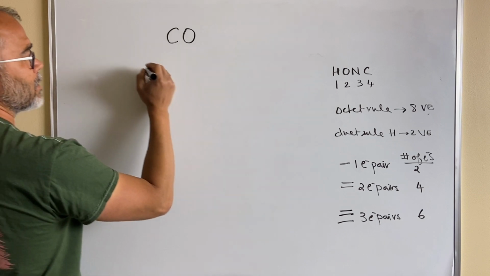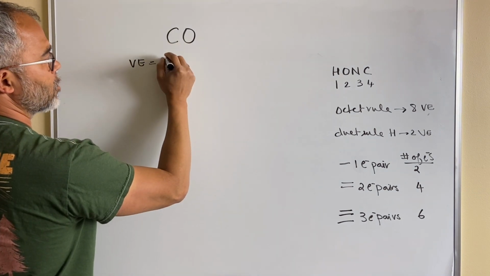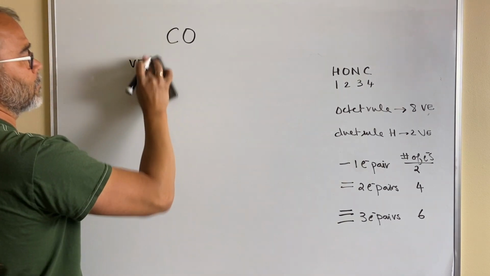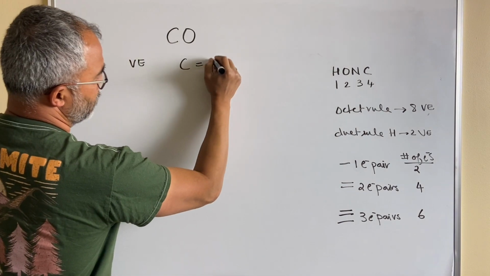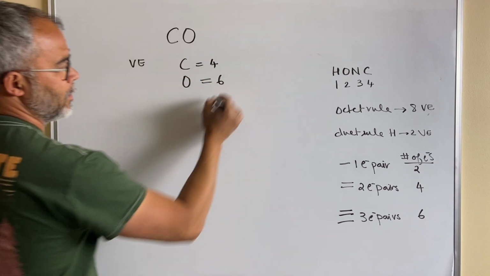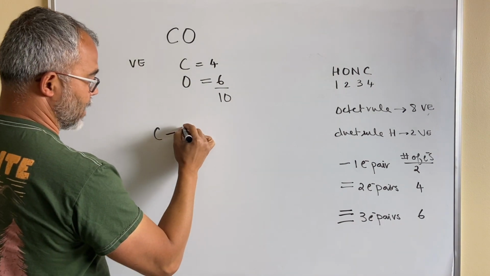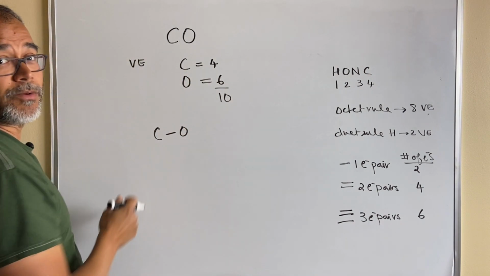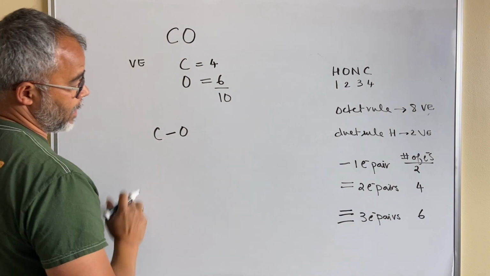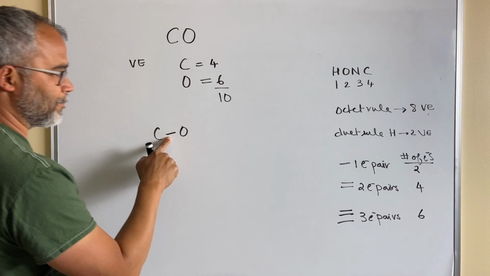Let's go ahead and count the valence electrons. For carbon, it's going to be 4, and for oxygen, it's going to be 6. Add them, we have 10 to go around. Go ahead and connect the 2. In this case, since there's only 2 atoms, we don't have to worry about which one's going to be in the middle. We connect the 2 atoms with a single bond.